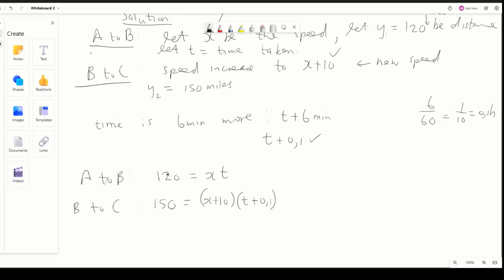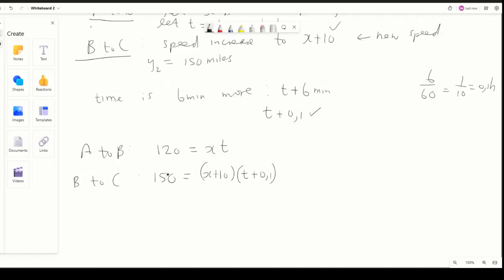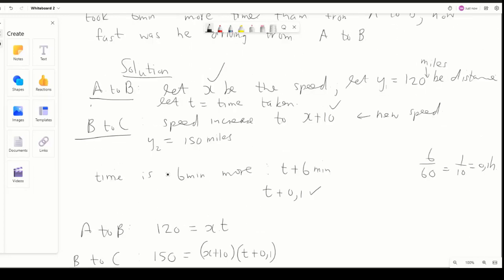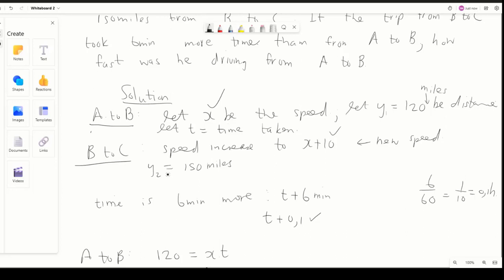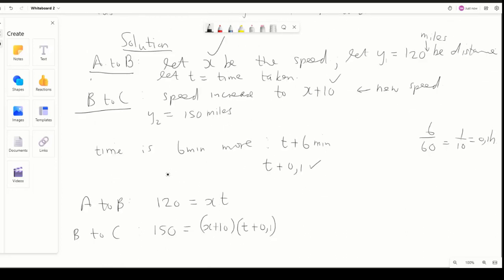So there are your two equations to solve. You've got two equations and two unknowns, X and T. You can solve those equations now. You can substitute one and express it in terms of the other, and you'll be able to find how fast he was driving from A to B. If you find X, you have solved the problem.